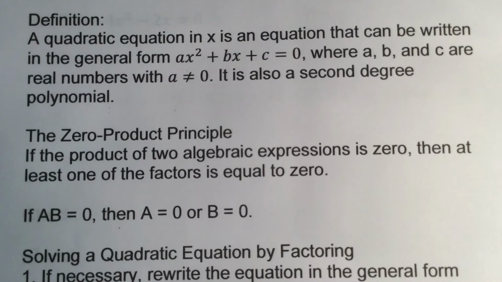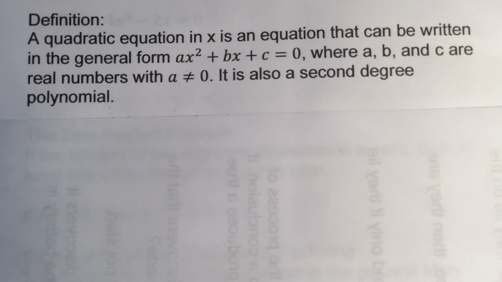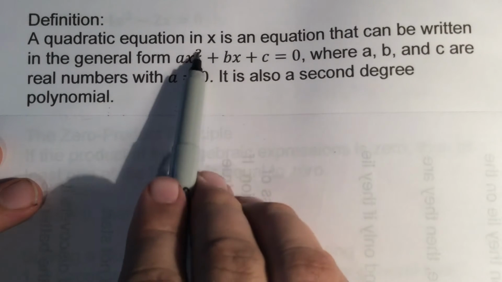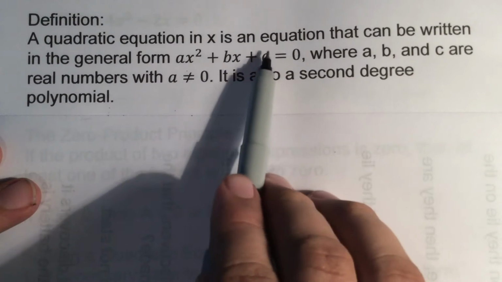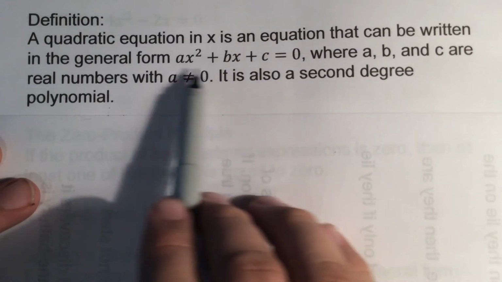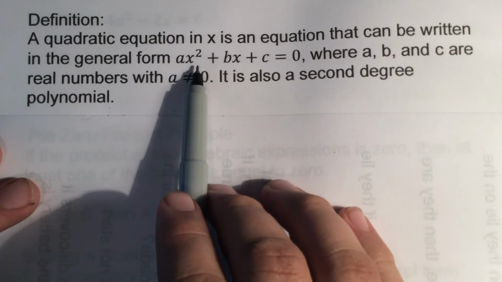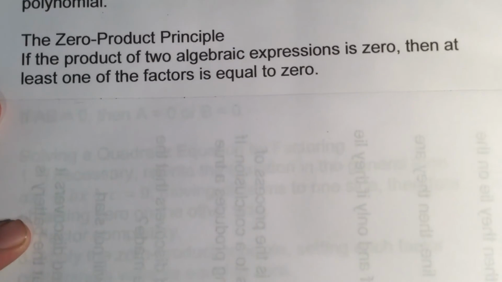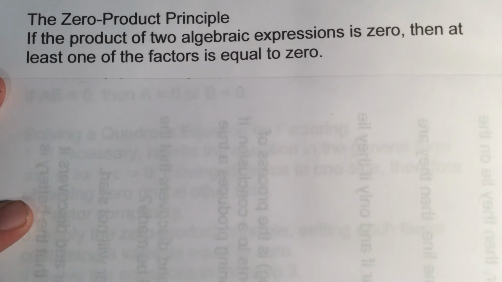Now, if we get into quadratic equations. A quadratic equation is in the form of ax squared plus bx plus c equals 0. So we're going to be dealing with an x squared, possibly an x, possibly a constant, but we want it in this form. So what we're going to use is called the zero product principle, which says that if the product of two algebraic expressions is 0, then at least one of those factors has to equal 0.